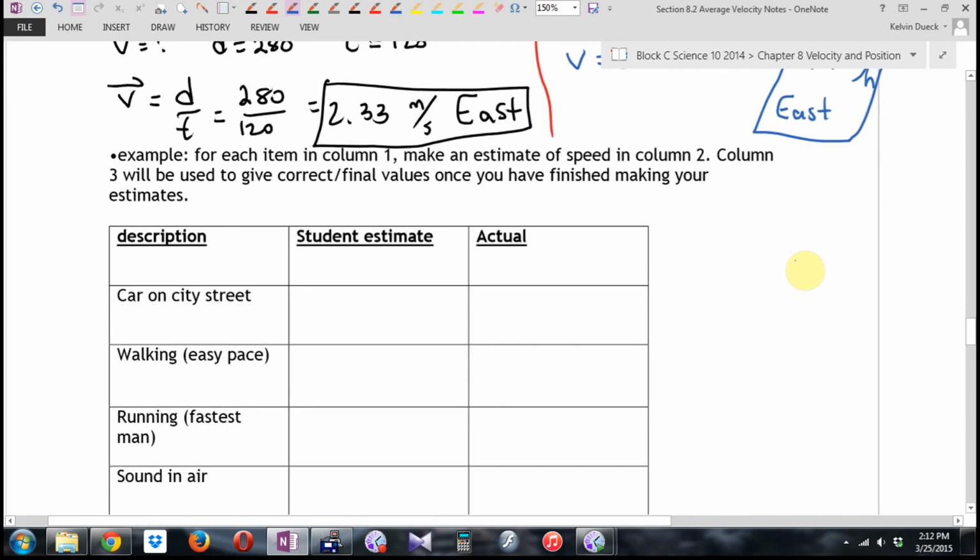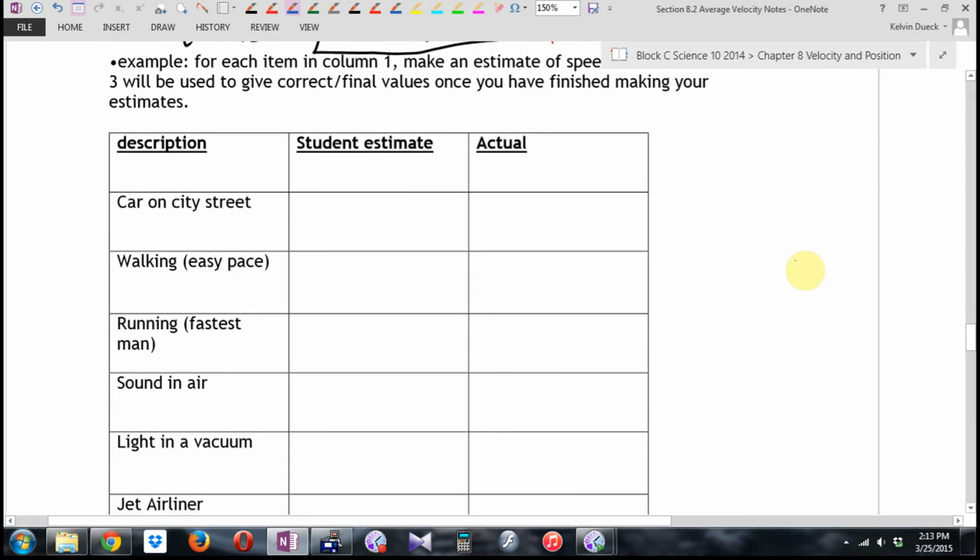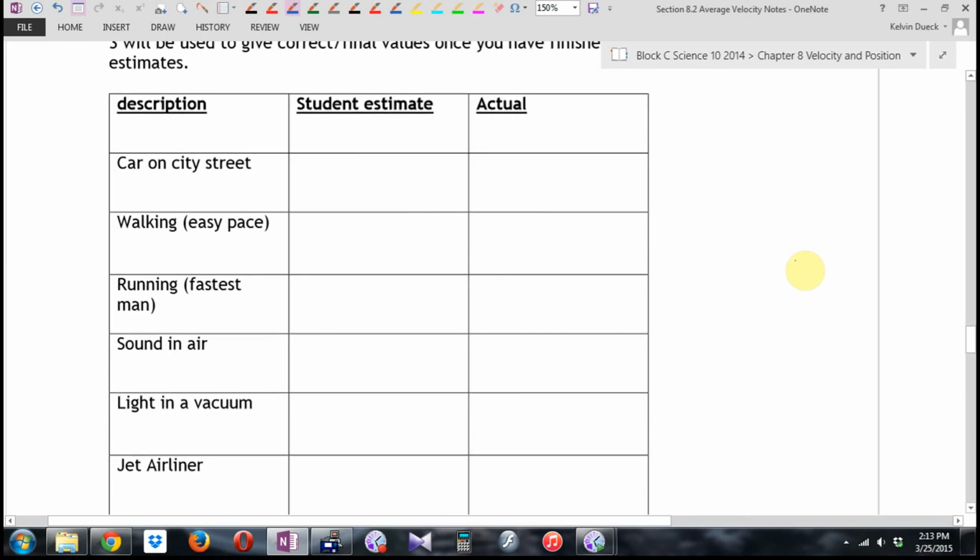I've tried here to give you an idea of what's really fast or really slow. So here are some meters per second speeds that are worth wrapping your brain around. Car on a city street. Oh, we can actually calculate this. In kilometers per hour, what's street speed? You guys are close to getting your licenses, so hopefully you've picked up on that.